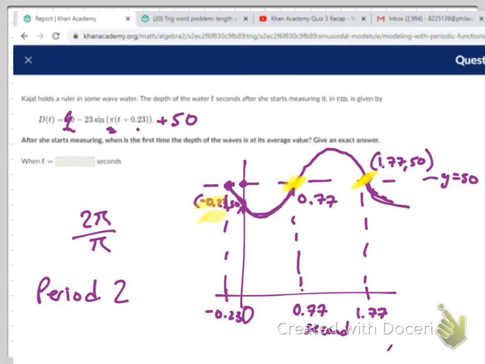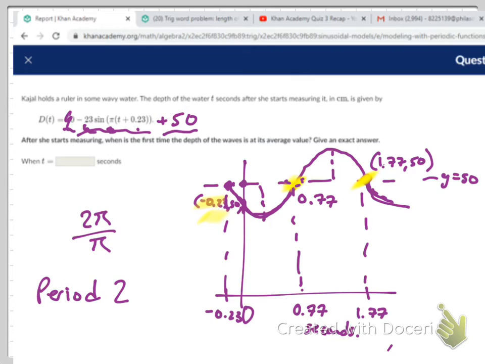So again, I'm using a very different method than the one given to you here, but I kind of like thinking about it in terms of the transformation. So the period, how is that affected by the equation we have? How is the midline affected? Or in this case, that's the average depth. Or how is the amplitude affected, which actually doesn't matter. Whether this is going down 23 and up 23, this is still going to be the average value there.